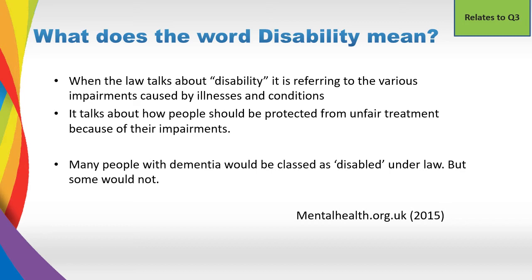So another definition from the mentalhealth.org.uk website says when the law talks about disability, it is referring to the various impairments caused by illnesses and conditions. It talks about how people should be protected from unfair treatment because of their impairments. So again, many people with dementia would be classed as disabled under this law, but some wouldn't.